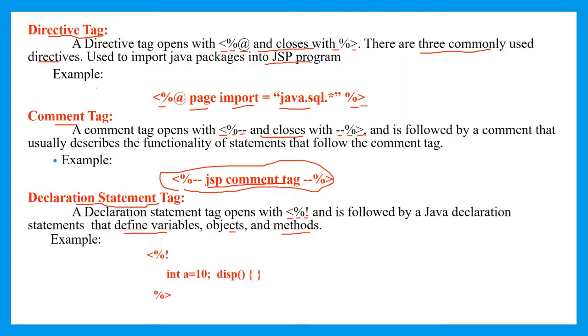This is an example for a declaration tag. Here I have declared the variable and initialized the value, and I also define the function. In that case, we will make use of a declaration tag.